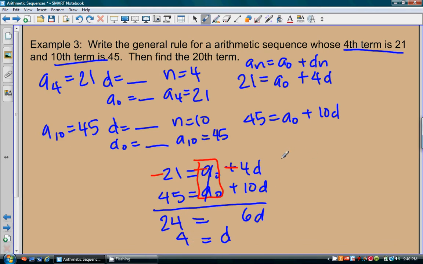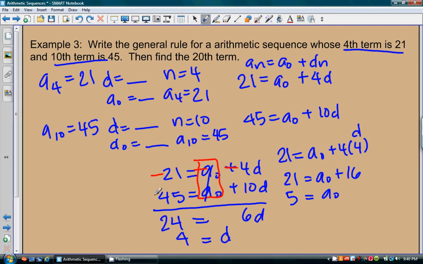Now we have to somehow get a sub 0. The easiest way to do this is to plug it into the original equation, or one of the originals, which is 21 equals a sub 0 plus 4 times 4, because we've determined that our d value is 4. So we get 21 equals a sub 0 plus 16, a sub 0 equals 5. So here's what we have. A sub n equals 5 plus 4n.